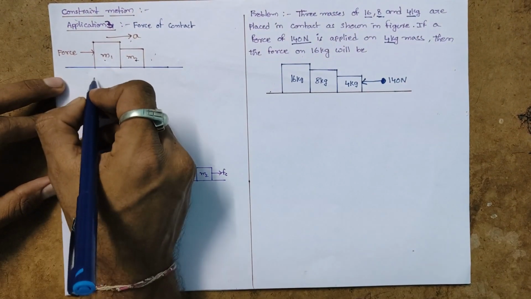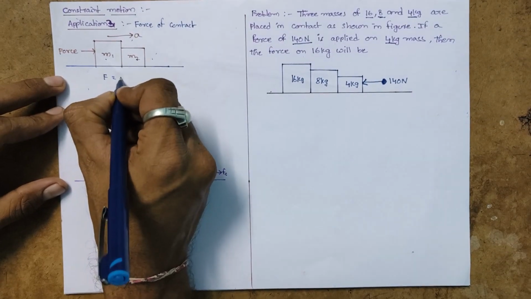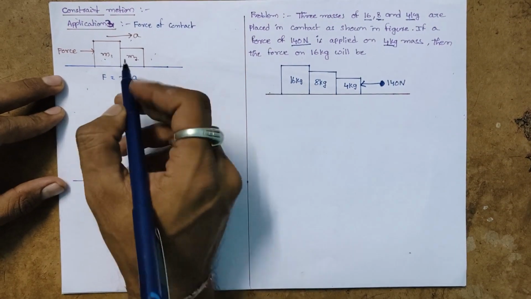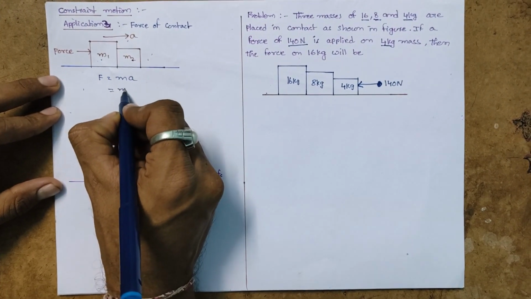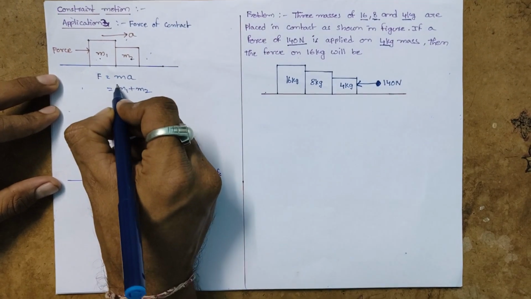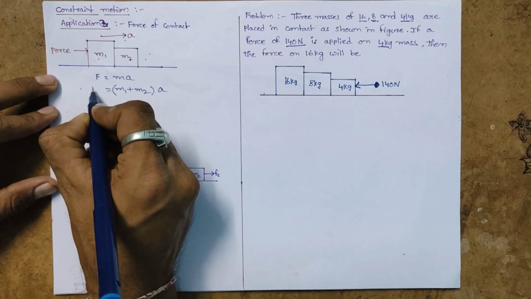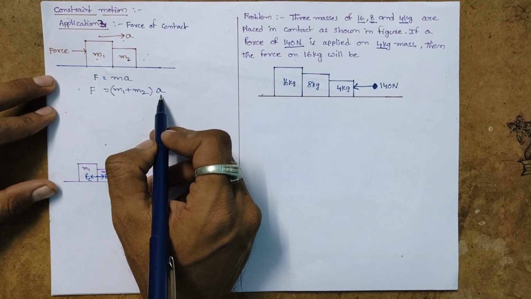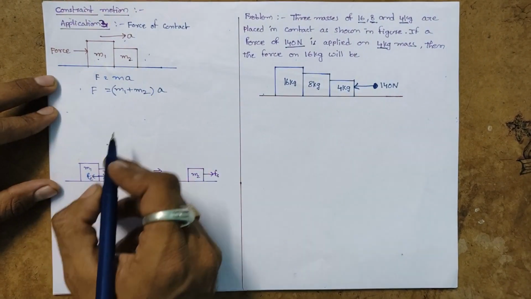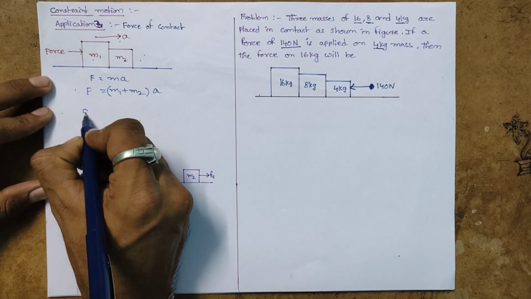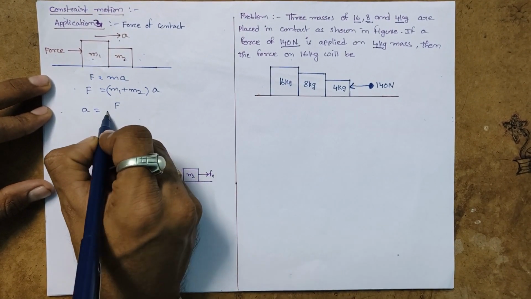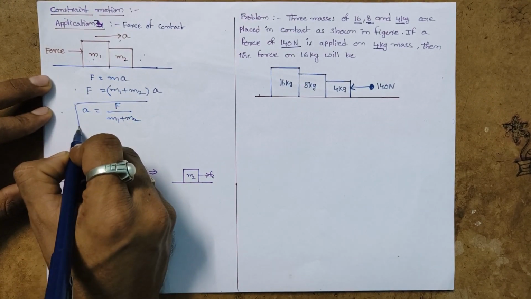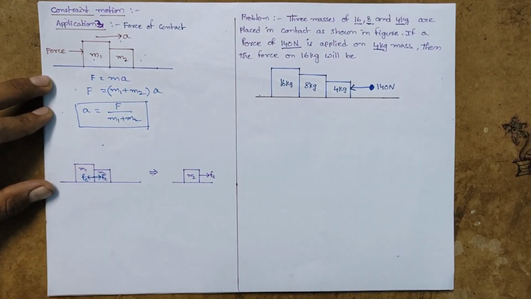So we know Newton's second law. What is Newton's second law? Force is equal to mass into acceleration, isn't it? But we have two masses, so instead of m, I am taking (m1 + m2) into a. By seeing this formula we can easily calculate the acceleration of these two bodies. Bringing this acceleration to the left side, a is equal to F by (m1 + m2). So this is the acceleration of these two blocks.